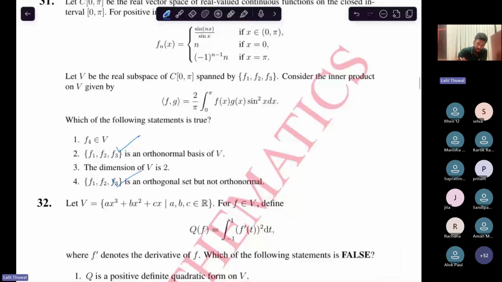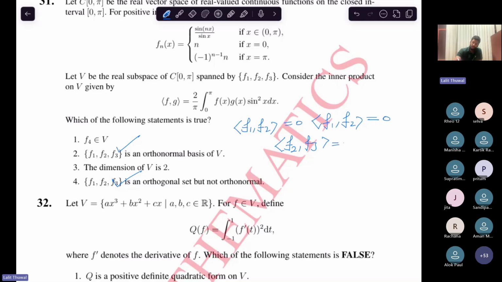So how will you start? If f1, f2, f3 is an orthonormal basis, then these will be orthogonal, and these will be linearly independent, and they will span a 3-dimensional vector subspace. How do we check that? First, you have to check whether the inner product of f1, f2 comes out to be 0 or not. It will involve some formula, sin mx sin x, whether its integration is 0 or not. I think you already know that. So you have to check these 3 things. This will tell you that these are orthogonal.